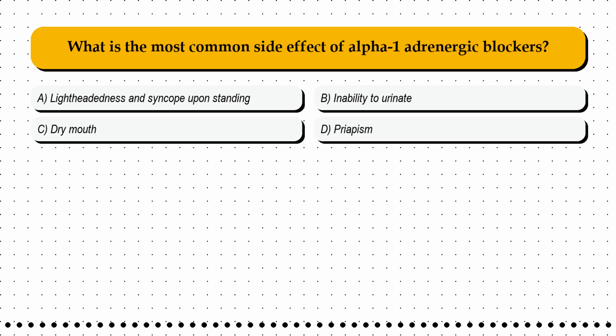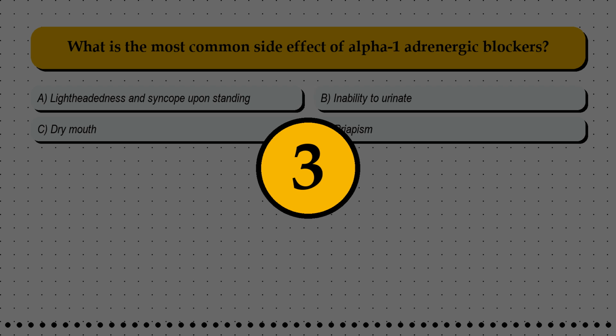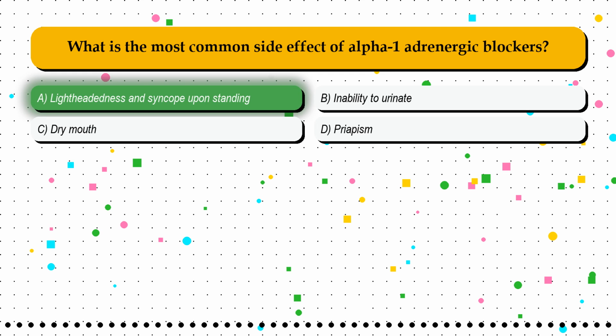Question 306. What is the most common side effect of alpha-1 adrenergic blockers? Option A, lightheadedness and syncope upon standing. Option B, inability to urinate. Option C, dry mouth. Option D, priapism. The correct answer is option A, lightheadedness and syncope upon standing.